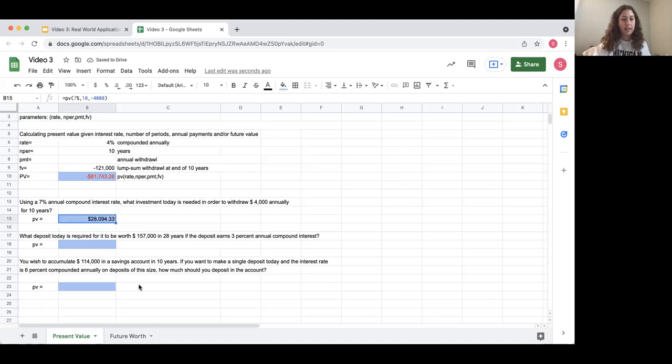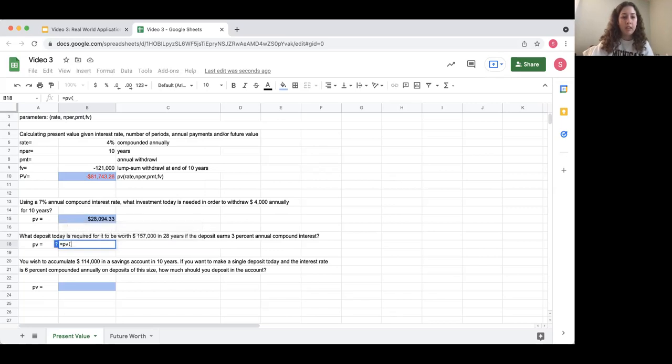The answer is 28,094. So what deposit today is required to be worth 157,028 in 28 years if the deposit earns 3% annual compound interest? This time we're given the future value, the number of years, and the interest rate of 3%, compounded annually again. So just 28 years is the number of periods.